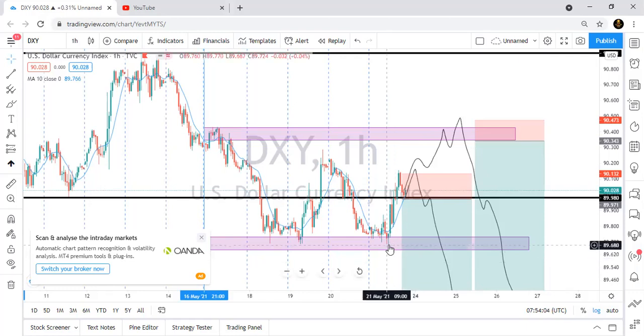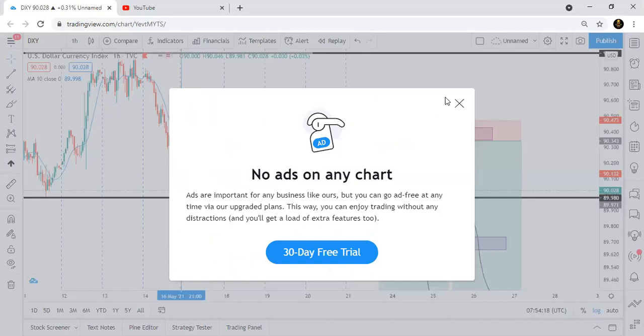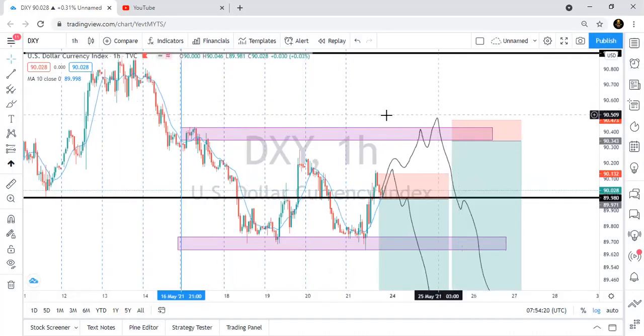whereby some stop losses were damaged, because this was an equal low down here. If you guys can see this low, this candle was just there to stop, and yeah.